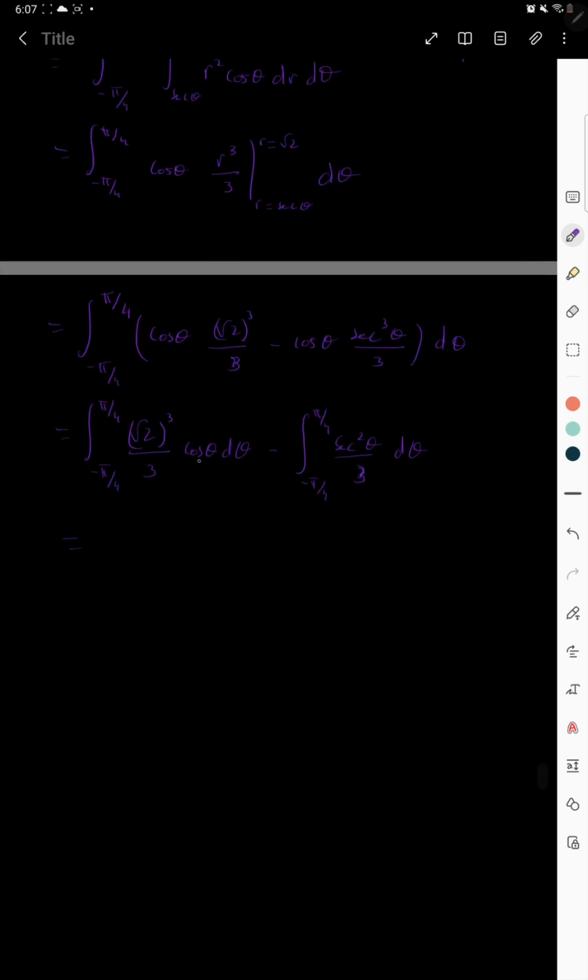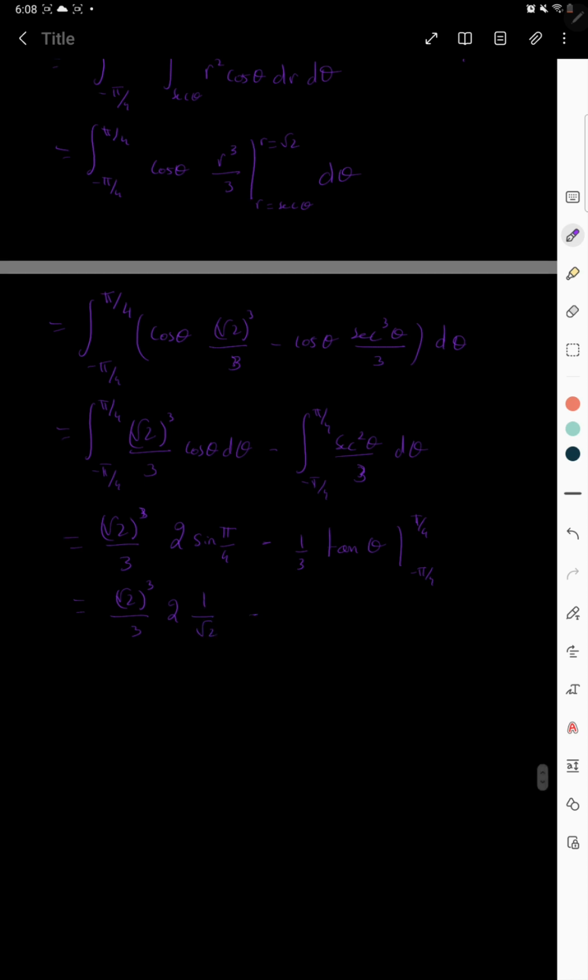Now let's integrate this. An antiderivative of cos is sin. So this is root 2 cubed over 3. It's easy to convince ourselves that when we integrate cos from minus pi over 4 to pi over 4, we get 2 times sin pi over 4, minus an antiderivative of secant squared, which is tangent, from pi over 4 to minus pi over 4. So what do we get here? We get root 2 cubed over 3 times sine pi over 4, which is 1 over root 2, minus 1/3. Here it's easy to see that this is going to be tangent pi over 4 minus tangent minus pi over 4. So this is going to be 2 tangent pi over 4. You know, tangent is an odd function. So let's see what we get.